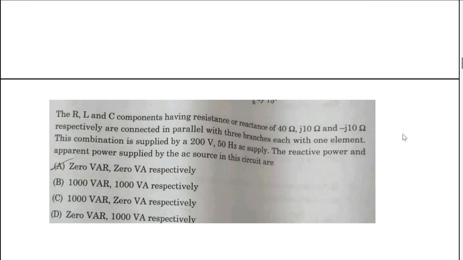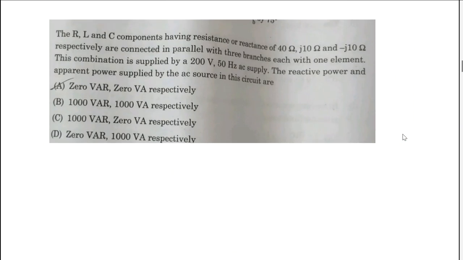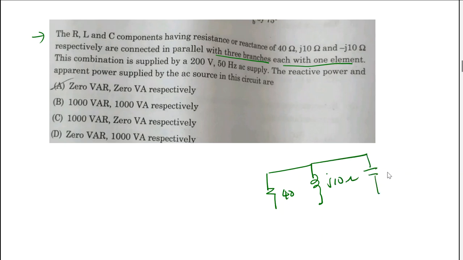Next question. Next question from the networks. Here it is. The R, L and C components having the resistance or reactances of 40 ohms, j10 ohms and minus j10 ohms respectively are connected in parallel, with three branches each with one element. That means in one branch there is a resistance of 40 ohms, there is another branch of inductance where j10 ohms are there, there is another branch of capacitance that is minus j10 ohms. So these are connected in parallel like this.